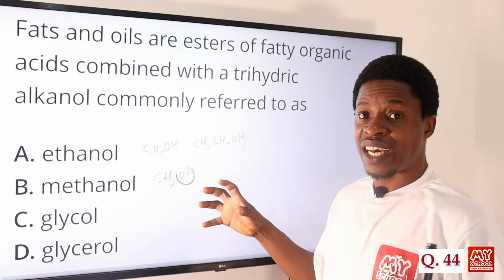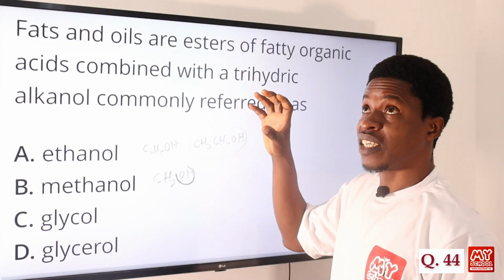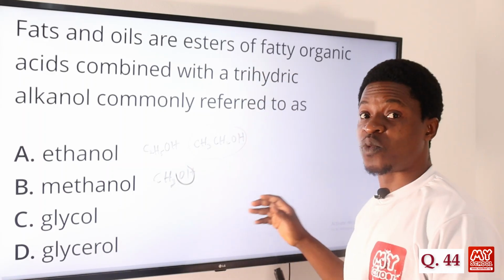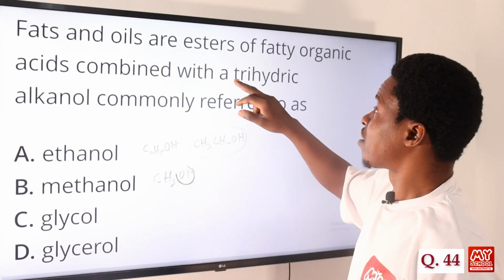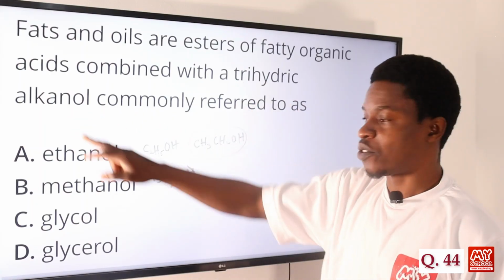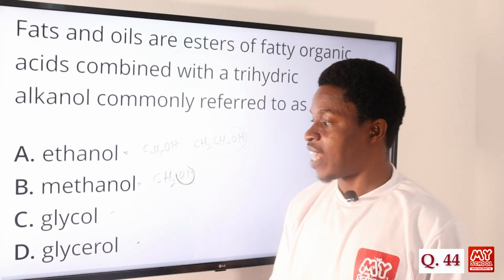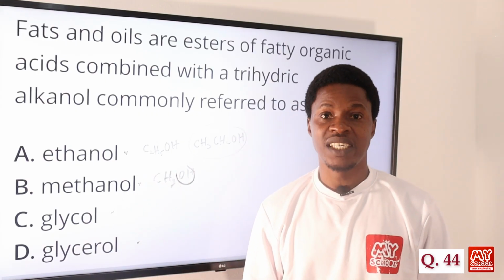We have 3 carbon atoms: CH3, CH2 with OH attached, CH with OH attached, then CH2 with OH. So there are 3 different OH groups. That's why we call it trihydric alkanol. So glycerol is the correct answer. So the correct answer here is option D, glycerol.